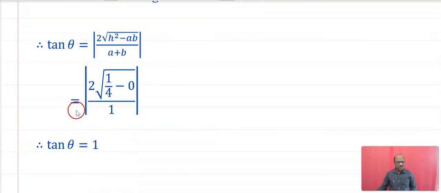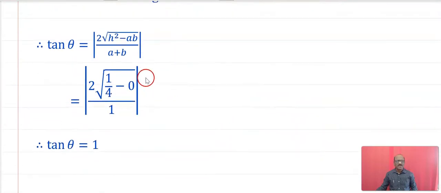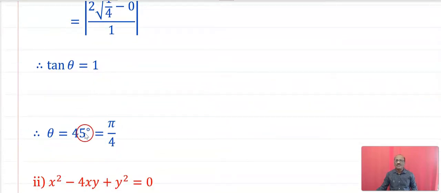Therefore, substitute the value of h: h is 1/2, a is 1, b is 0. That is the mod of 2√(1/4 − 0)/(a + b), that is 1 + 0 = 1. If we simplify this, then you will get 2√(1/4) = 2 × 1/2, the 2s get cancelled, and you will get tan theta = 1. As tan theta is 1, therefore theta = π/4.